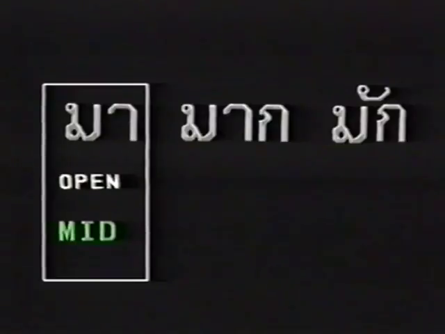The first word ma, to come, is open, therefore mid-tone. The next word mak, very much, is closed with a long vowel, therefore falling tone. The last word mak, usually, is closed with a short vowel, therefore high tone. You can see and hear clearly the contrasts we've studied with these sets of words.